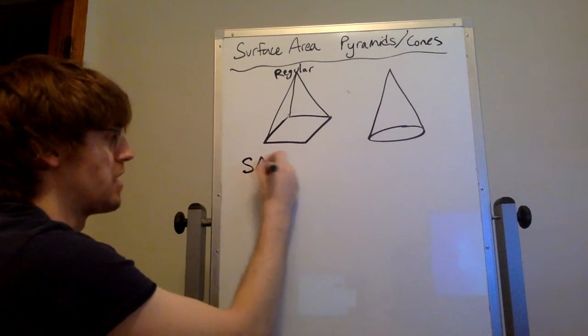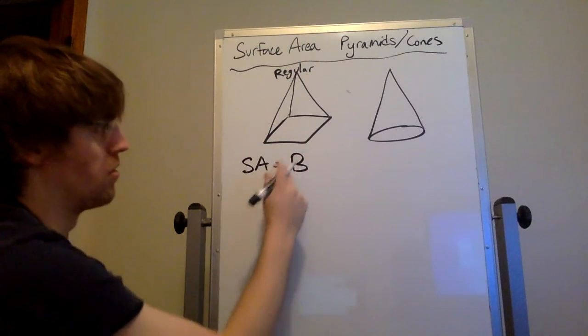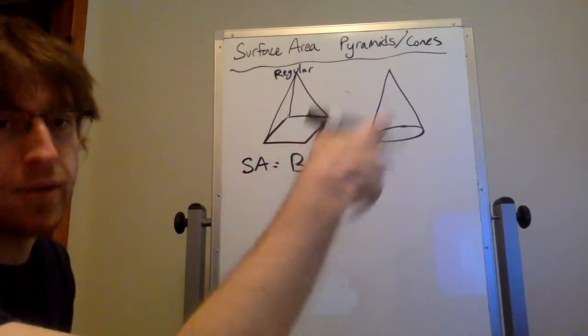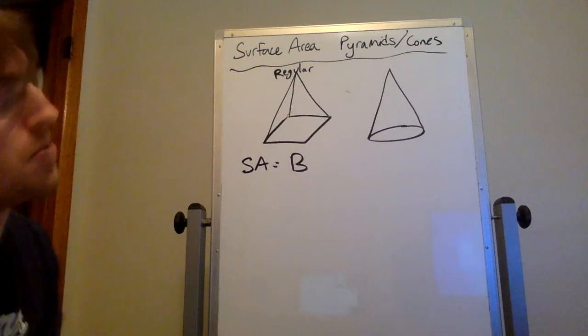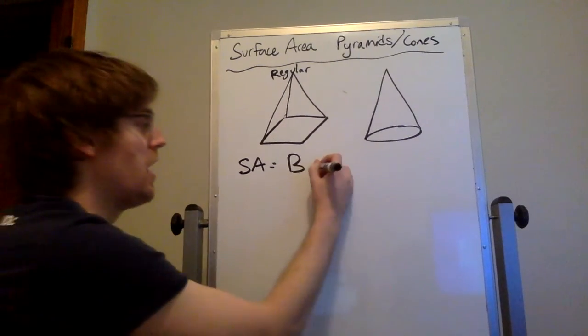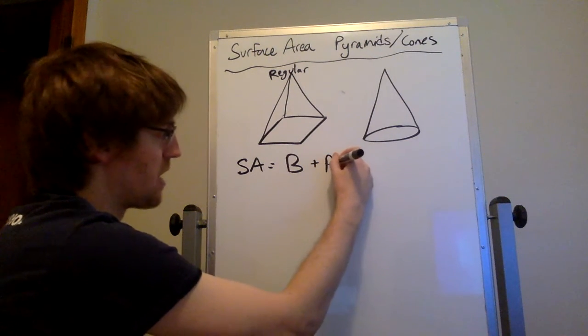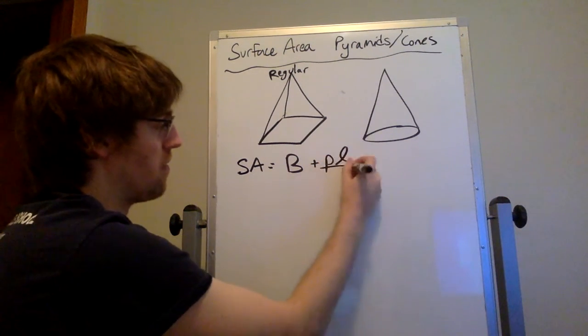The surface area is going to be 1B. So there's only a bottom or a top or a left or a right. Remember, base doesn't actually mean bottom. But there's only 1B this time instead of 2. And then you're going to add up the perimeter times the slant height divided by 2.